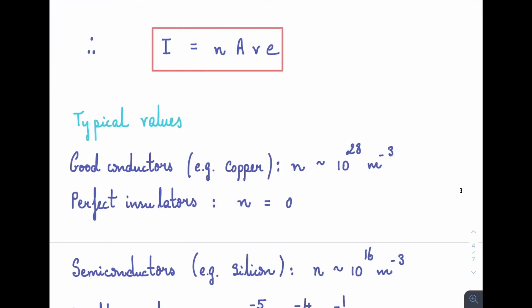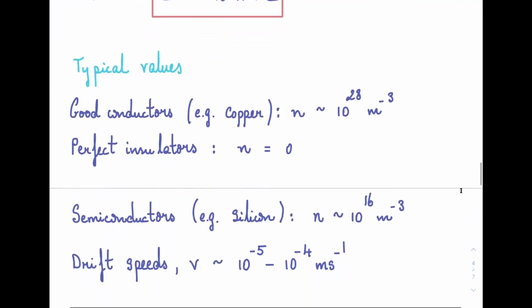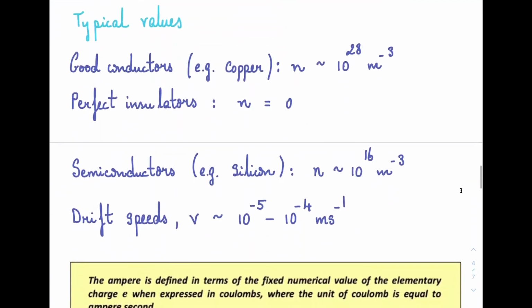Now, there are some materials whose conductivity lies in between that of a conductor and an insulator, and we call these semiconductors, having a value of n of the order of 10 to the 16 per meter cubed. Examples of these materials are germanium and silicon. Semiconductors shall be dealt with as a separate topic, so we are not going to discuss them yet.